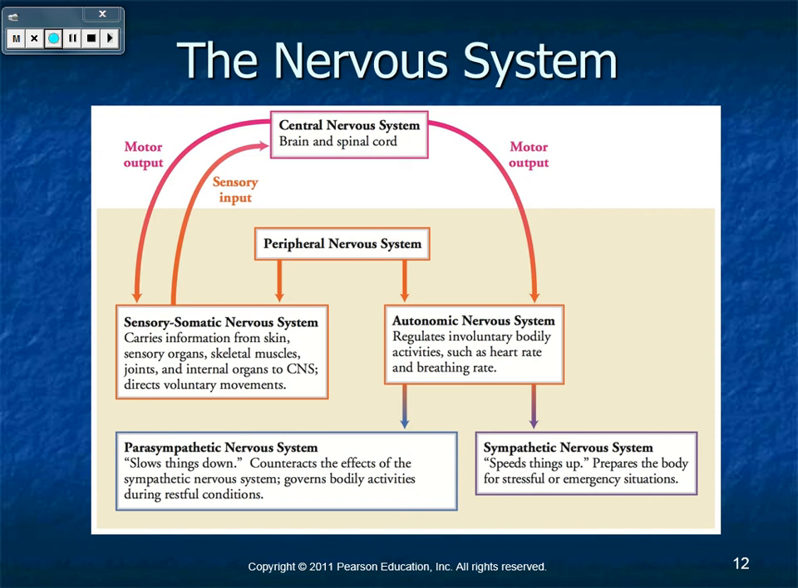The idea is that if you kick in the somatic nervous system, the voluntary part, you can override the ANS. The problem with the ANS is that it's automatic.